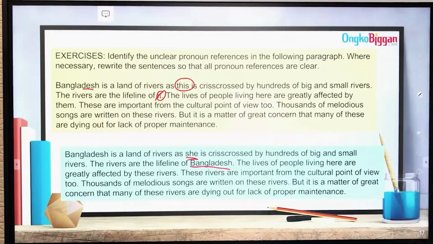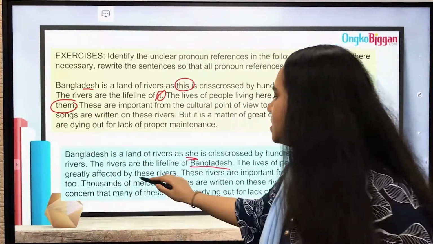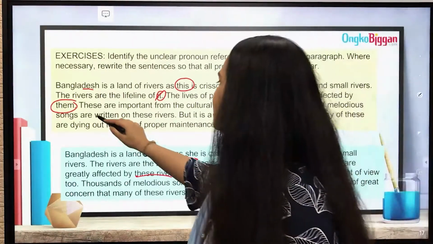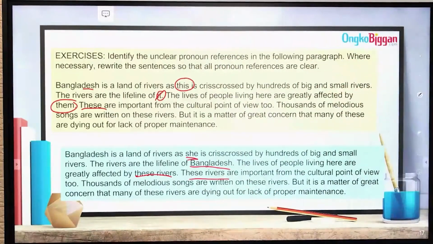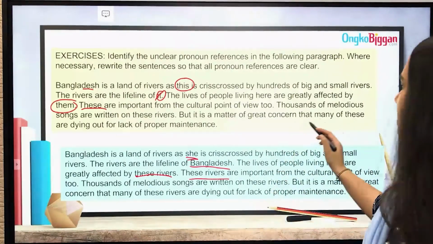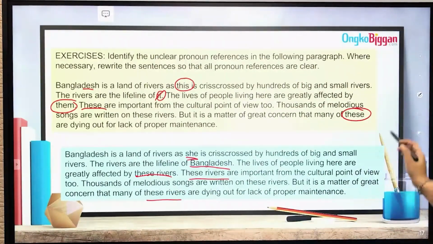Then, the lives of people living here are greatly affected by them. By whom? By the people? No, by the rivers, right? So, by these rivers. Then, these are important from the cultural point of view. So, these what? We don't know. So, we will say these rivers are important. Then, thousands of melodious songs are written on these rivers, but it is a matter of great concern that many of these what? So many of these rivers are dying out for lack of proper maintenance.